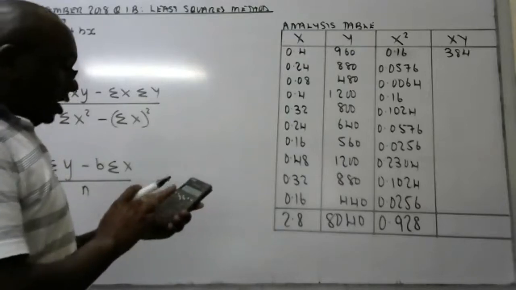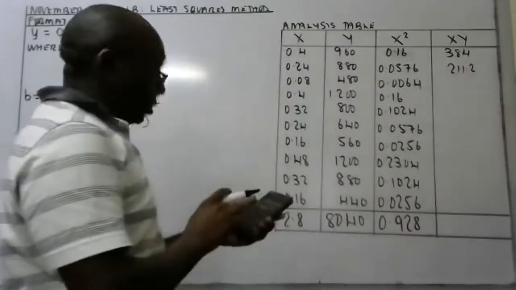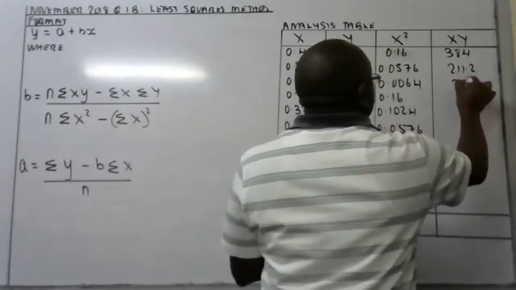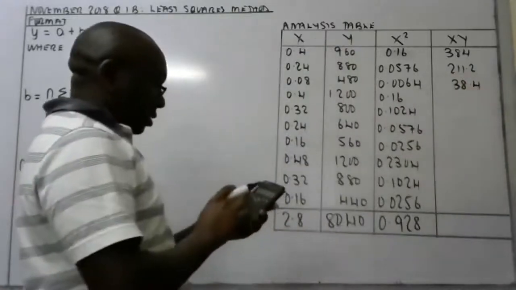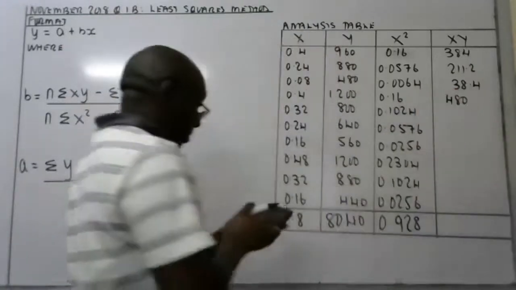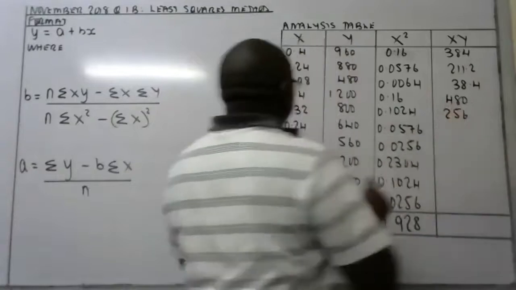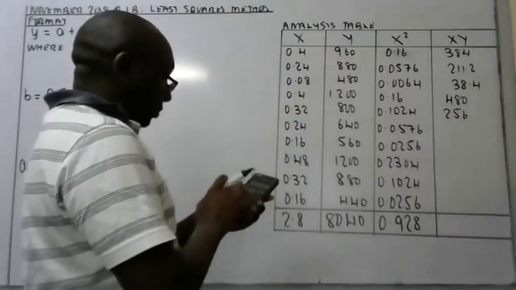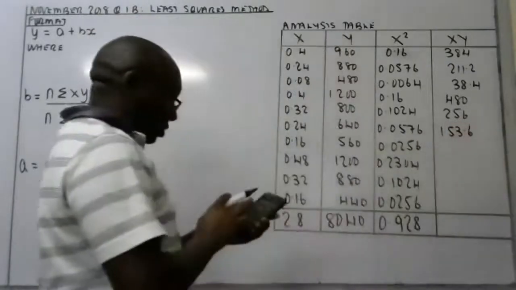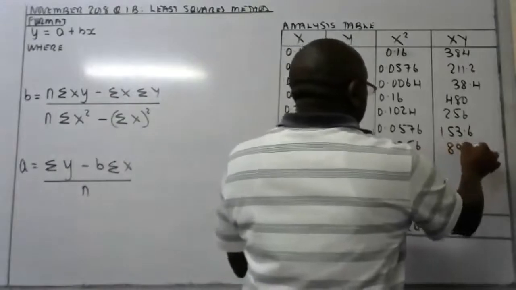0.24 times 880 is 211.2. 0.08 times 480 is 38.4. 0.4 times 1200 is 480. 0.32 times 800 is 256. 0.24 times 640 is 153.6. 0.16 times 560 is 89.6.